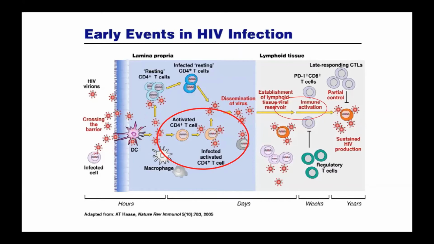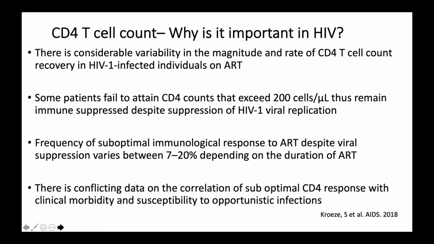That takes place over just a couple of hours, and then there's infection, of course, of the CD4 T cells, which then become activated. And over a couple of days and weeks, we know that some of those cells have this established lymphoid tissue viral reservoir, and there's ongoing immune activation, and over many years you sort of have this sustained HIV production because of those viral reservoirs.